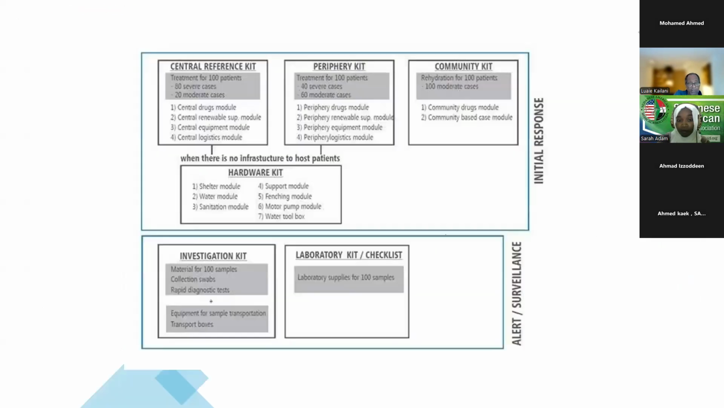Now, just to finalize, WHO has a very nice website for cholera, and I didn't try it recently, so I'm not sure if it's even available or not. But they have these kits designed for situations like outbreaks: a central reference kit with treatment for 100 patients, 80 severe cases and 20 moderate cases, and then a peripheral kit, a community kit, and a lab kit and all that kind of thing. You can check their website.